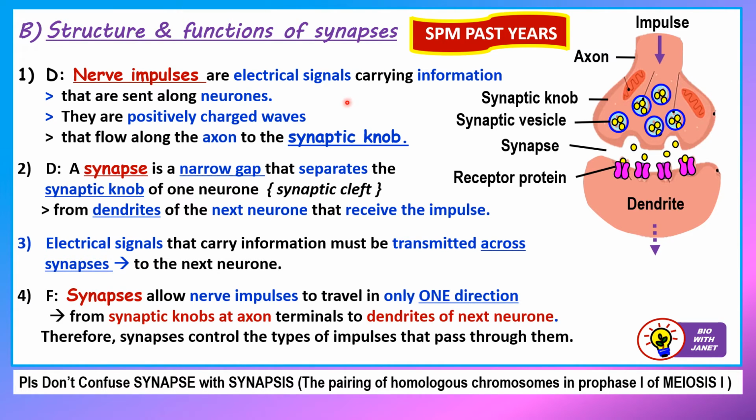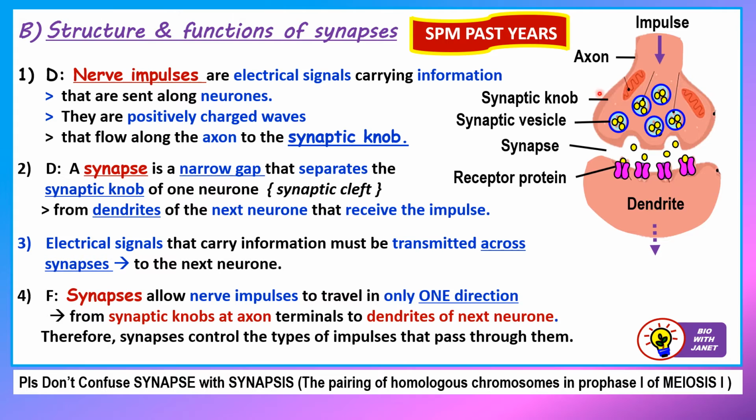Now, the definition for nerve impulses. They are electrical signals carrying information that are sent along neurons, and they are positively charged waves. They are positive charges that flow along the axon to the synaptic knob. So as we have discussed earlier, for example, the motor neuron, its axon will branch out at the ends to form the synaptic knobs, which are tiny swellings at the end of the axon branches.